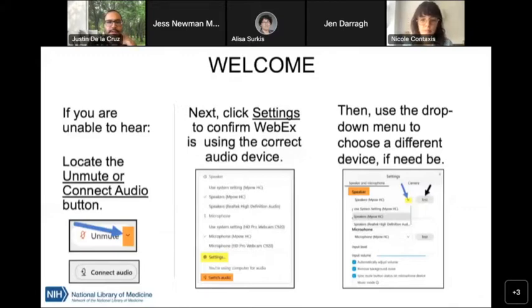Okay, so our first question comes from Mary Ellen Sloan from Middle Tennessee State University. If you'd like to introduce yourself and share your question on the data management and sharing plan.